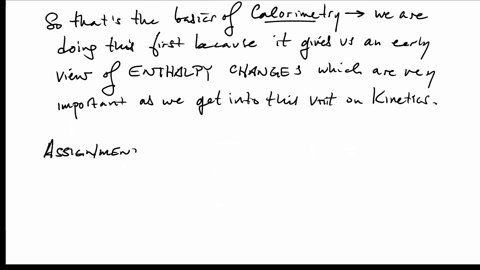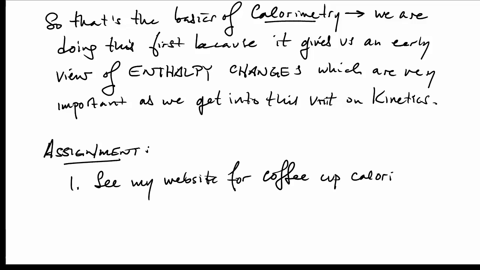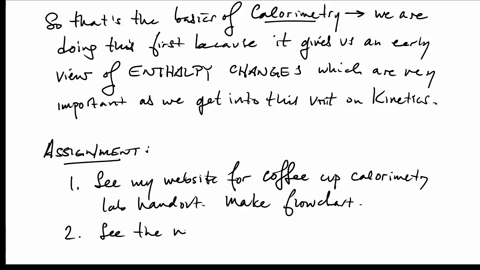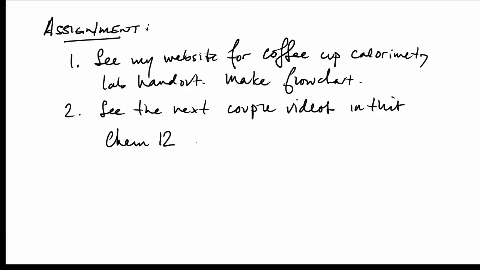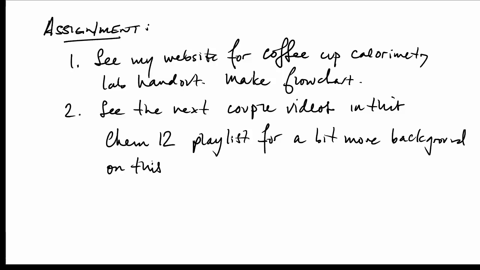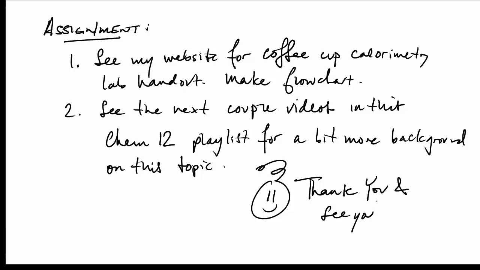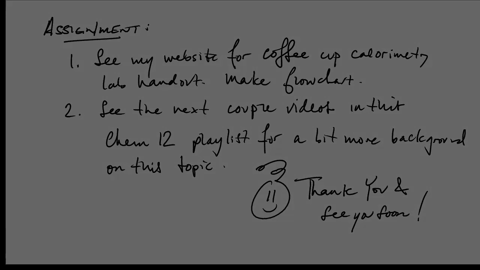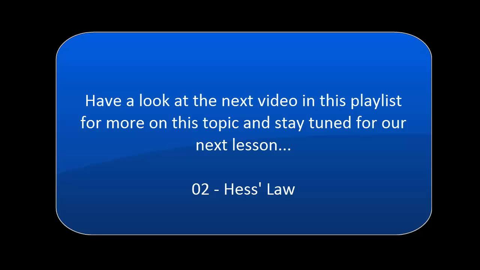So here's your assignment. First, have a look at my website and get the Coffee Cup Calorimetry Lab handout. Make sure you do a flowchart. Second, see the next couple videos in this Chem 12 playlist for a little bit more explanation on this topic of calorimetry. That's it. Thank you, and see you soon. Have a look at the next video in this playlist for more on the topic, and stay tuned for our next lesson, lesson number 2, Hess's Law.